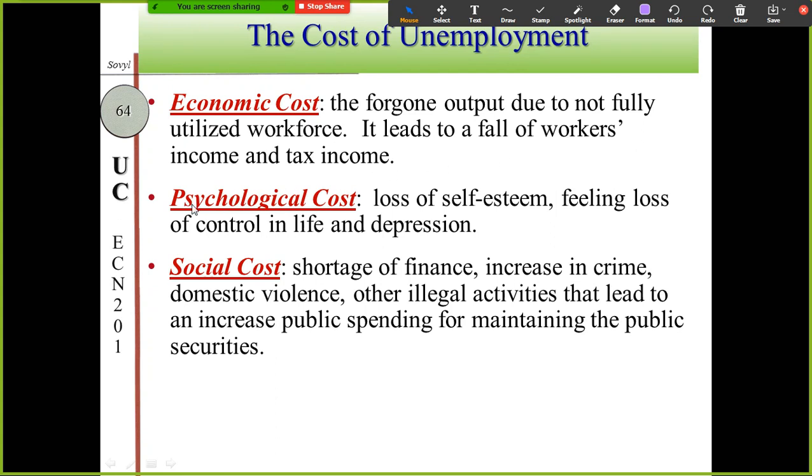The other one is psychological cost, which refers to the mental or feeling cost or loss. Before, unemployed workers got everything they wanted because they had money and income. But now they have lost their job and money, they cannot get everything they want. That's why they feel a loss of control in life, or sometimes sadness or depression. Maybe they do something improper in terms of security.